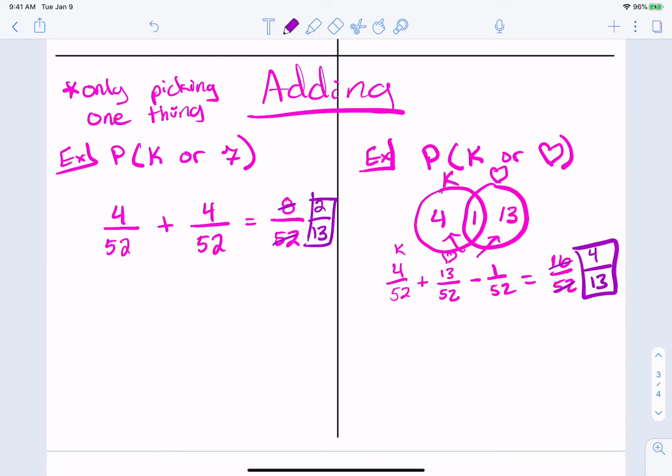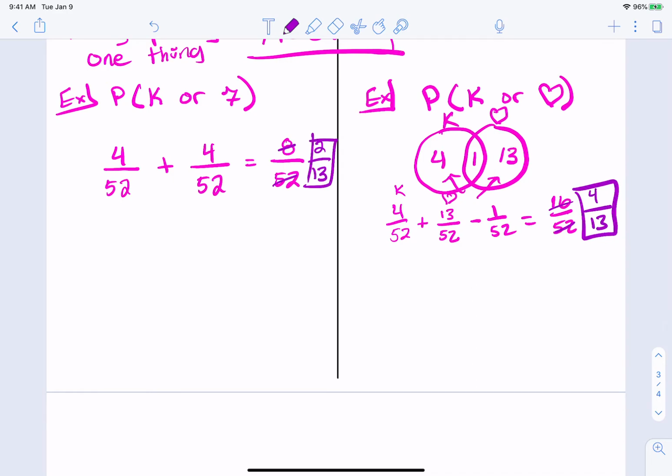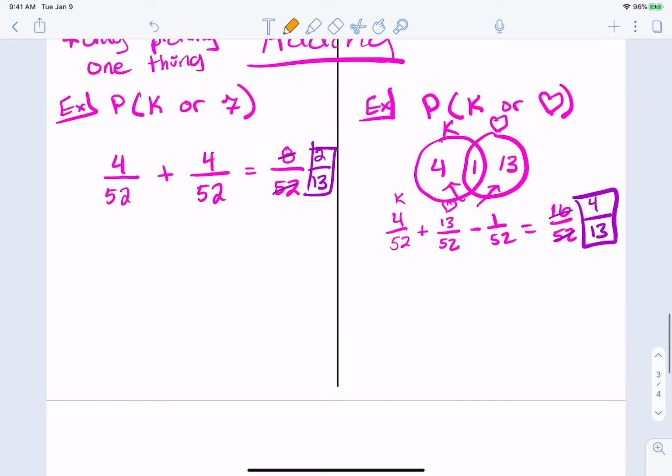Does that make sense? Okay, so kind of like we had independent versus dependent. You guys know what these labels are? No. These ones are called, let's do over here. These are called exclusive.